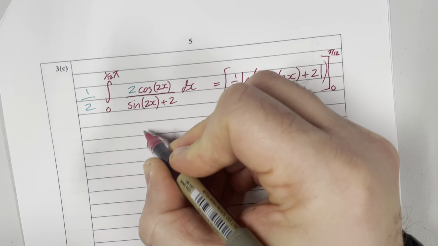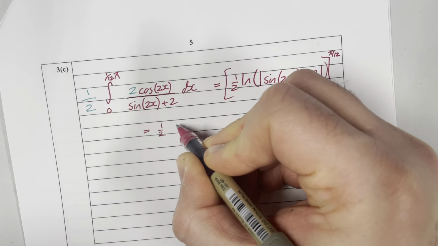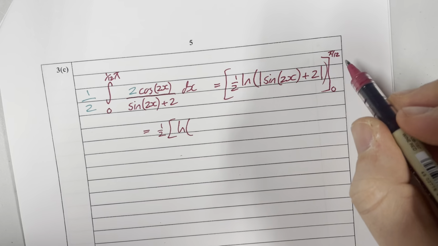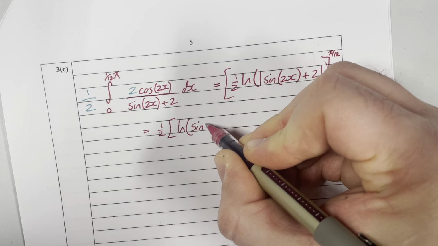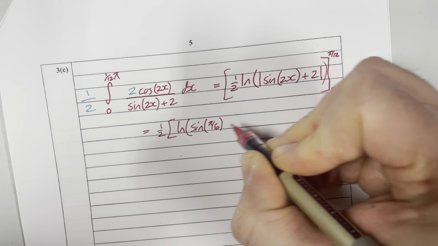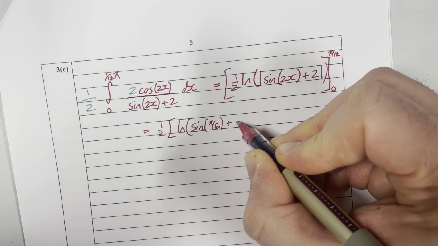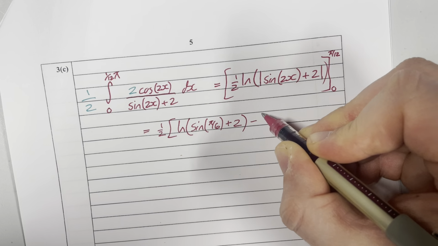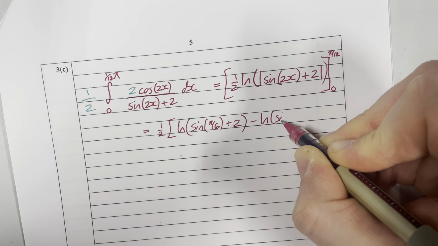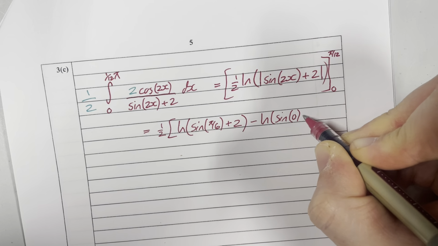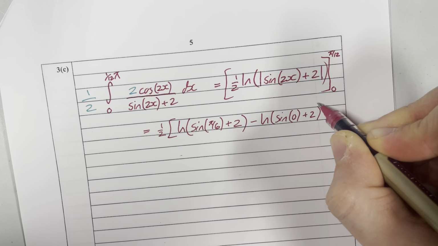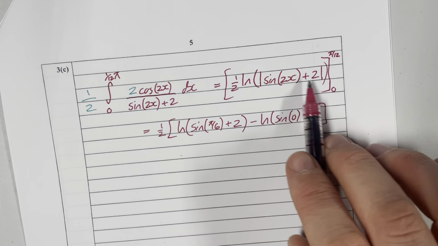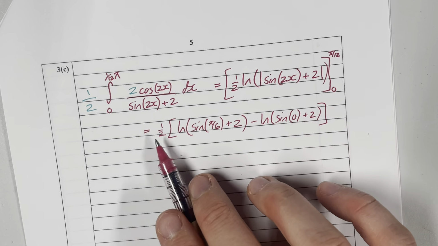So we're going to have a half times the natural log of sine of pi on 6 plus 2, minus the natural log of sine of 0 plus 2. Okay, so I've just plugged in my upper limit over here and my lower limit over here, and I've just left the half sitting out the front.